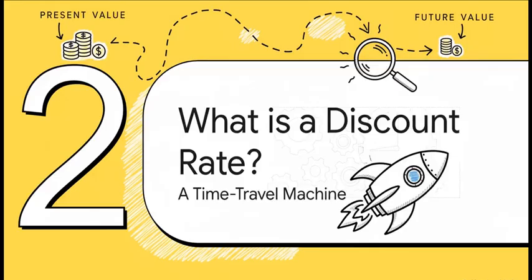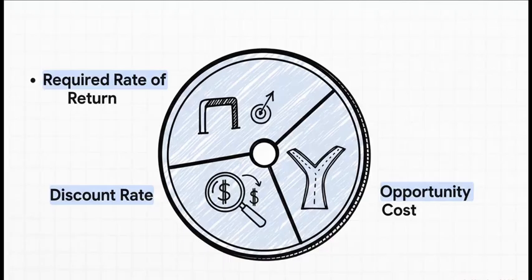So if we know that money in the future is worth less than money today, how do we figure out exactly how much less? Well, we need some kind of tool, right? A way to bridge that gap between future value and present value. You can kind of think of it as a time travel machine for money. And in the world of finance, that machine is called the discount rate. What's really cool is how finance pros think about this rate. They look at it through three different but totally connected lenses.